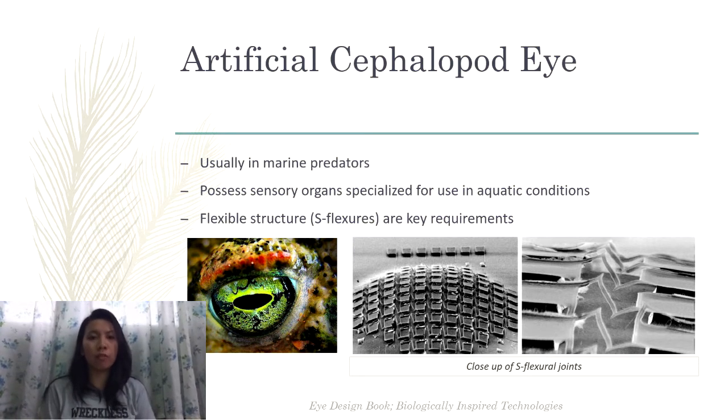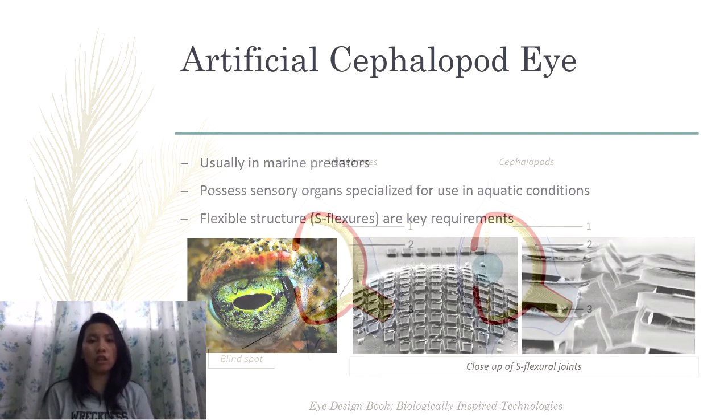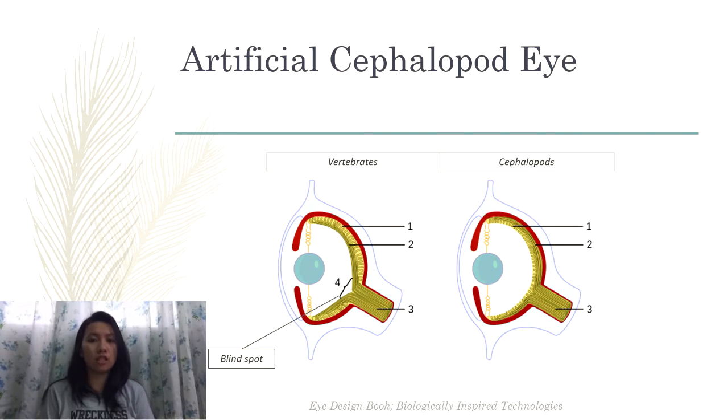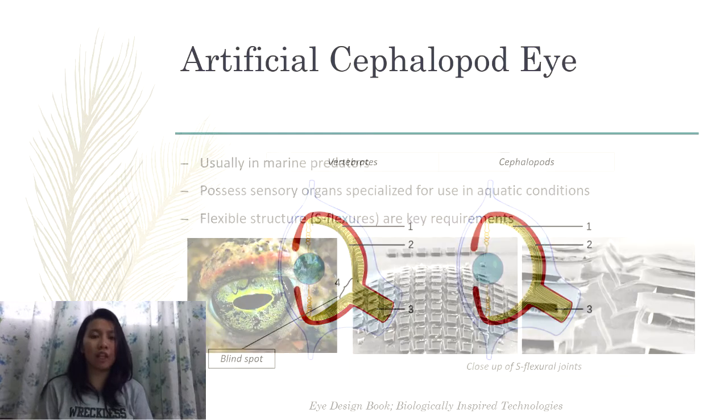Another form of camera-type eyes is the artificial cephalopod eye. Cephalopods, as active marine predators, possess sensory organs specialized for use in aquatic conditions. Compared to vertebrates, the eyes of cephalopods have no blind spot. This means that squids and octopus can see everything that is going on in their environment and are more aware of predators and prey. They also have more photoreceptors. However, the squid and octopus eye cannot see color because their eyes possess no cones. This means that they can only distinguish between light and dark.